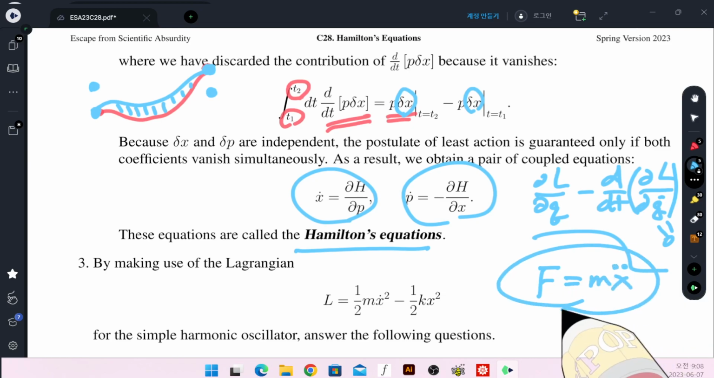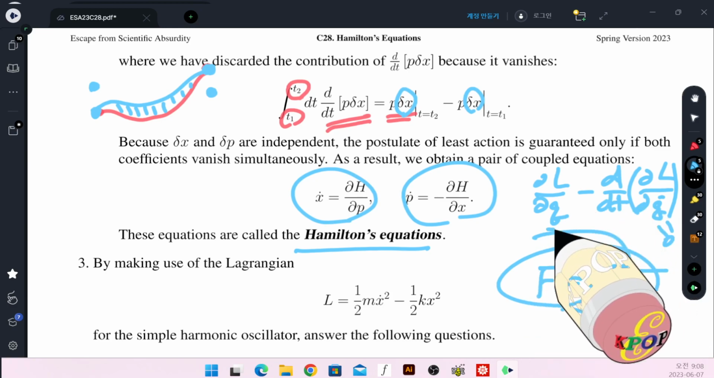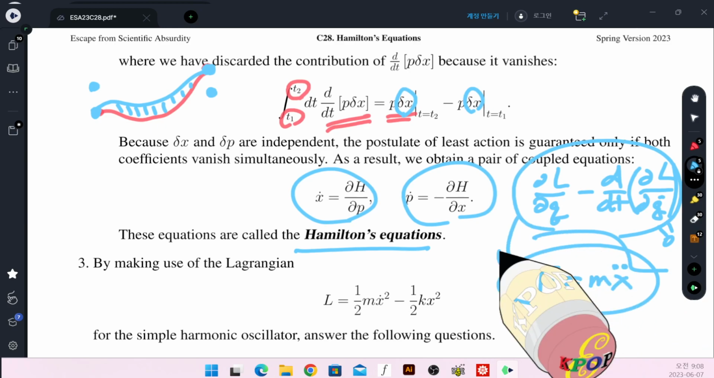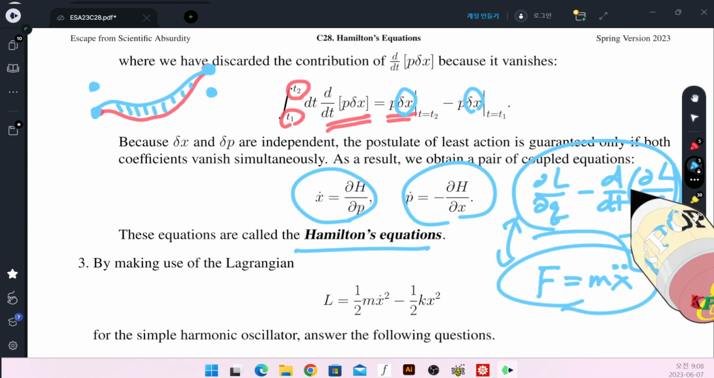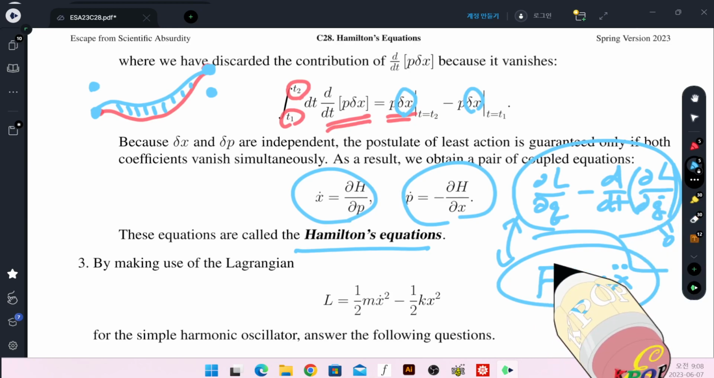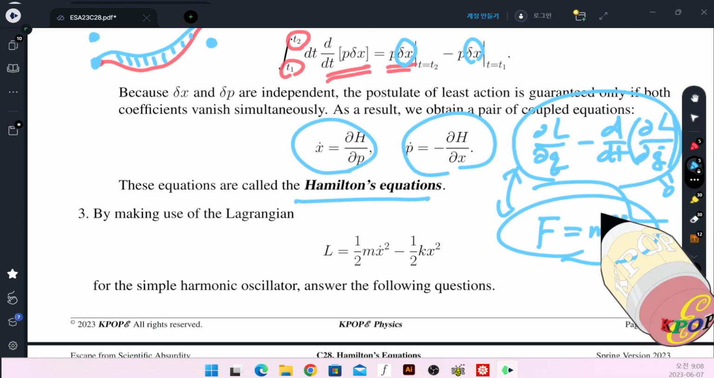So Newton's laws of motion, the second law, Newton's second law of motion, and the Euler-Lagrange equation are equivalent, and they are both second order linear differential equations. It is not always linear, when the force is not of linear form. So it is a second order differential equation.